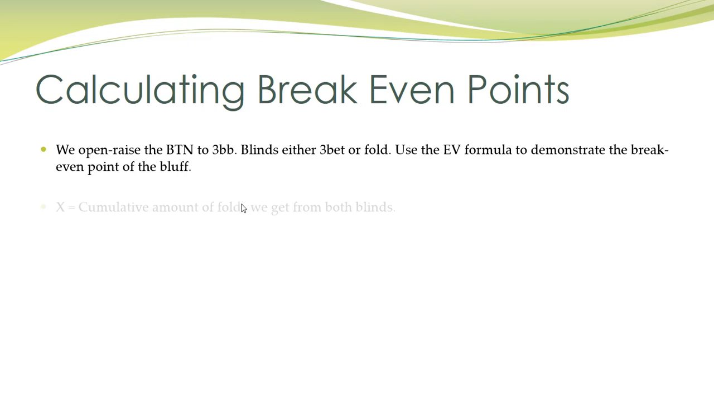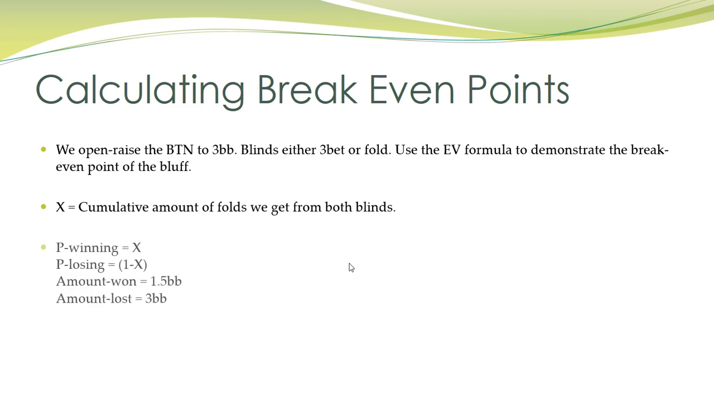So this is what we're going to do right off the bat. We're going to say the letter X is going to represent the cumulative amount of folds we get from both blinds. In other words, our success frequency, our fold equity, how much we win the pot. These are all terms that mean the same thing. In the question we just looked at, X would have been 0.7 because we said that both blinds were folding 70% of the time cumulatively. So that's what X represents. We know in this case that X is hopefully going to end up being 0.666, but pretend we don't know that yet. That's what we're trying to figure out. So X, cumulative amount of folds we get from both blinds.